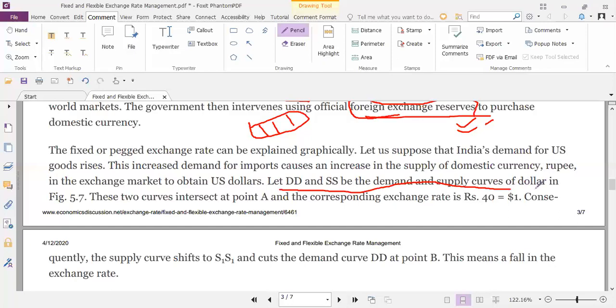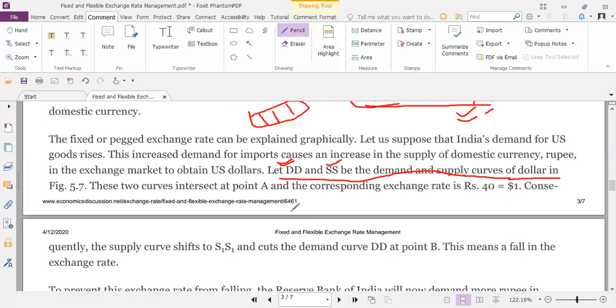Demand and supply curve of dollar. This is very common. Since when I've started with my classes, I've been saying this. So this is how you represent, right? Demand and supply curve. Demand is always with the symbol DD. Supply is represented as SS. Okay, the supply curve of dollar in the figure.